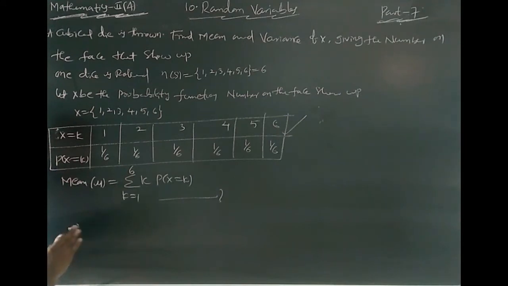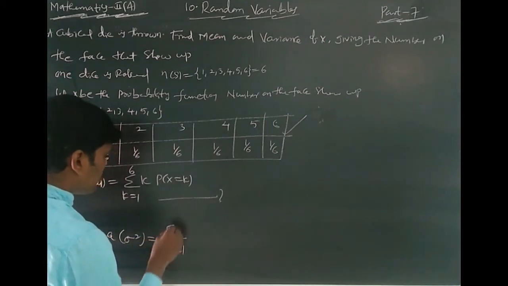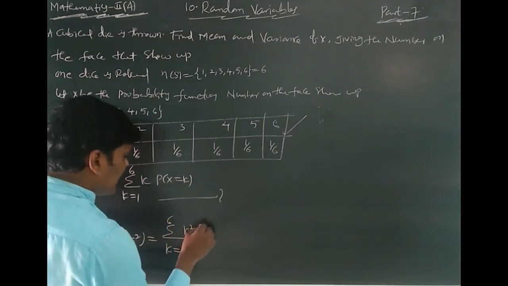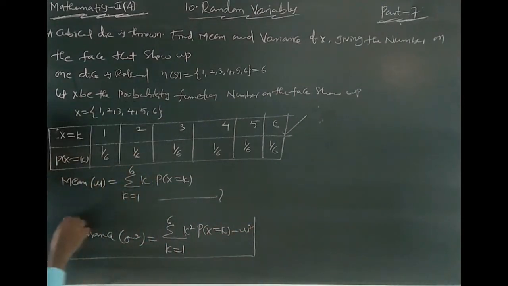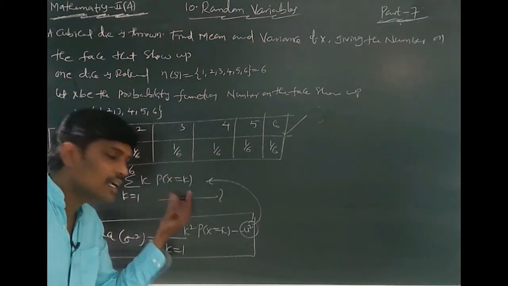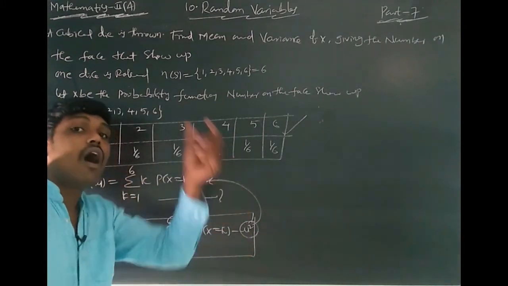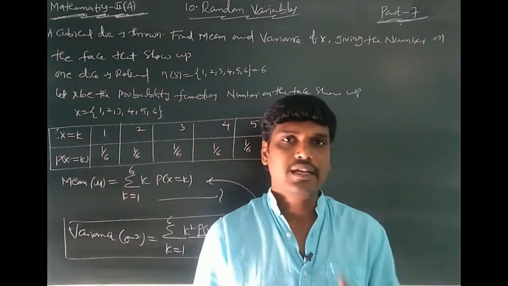Next, variance. Variance, sigma square, is equal to summation of k is equal to 1 to 6, k square into P of X is equal to k, minus mu square. This is the formula. In this formula, mu is nothing but the mean. You get the mean, substitute that mean value here, and after that you can expand the summation, and you get the variance.